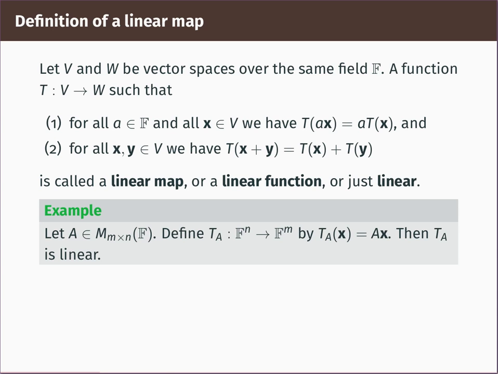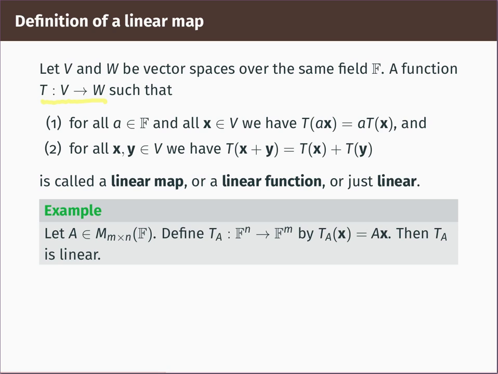Here's the definition of a linear map. We take V and W vector spaces over the same field F. So that means they're both real vector spaces, or they're both complex vector spaces. In this case, a function T from V to W with the following two properties is called a linear map, or a linear function, or it's just called linear.